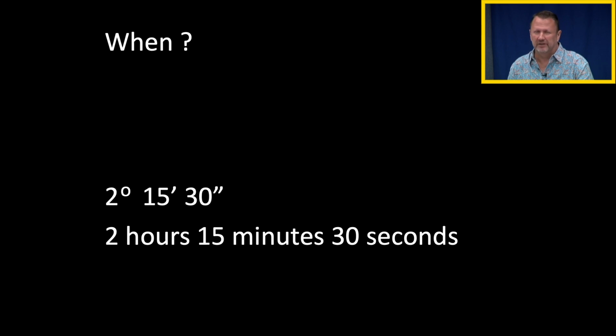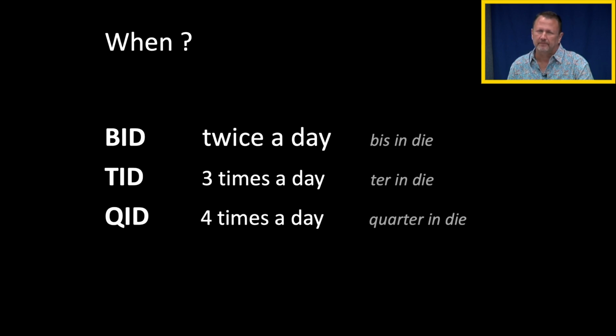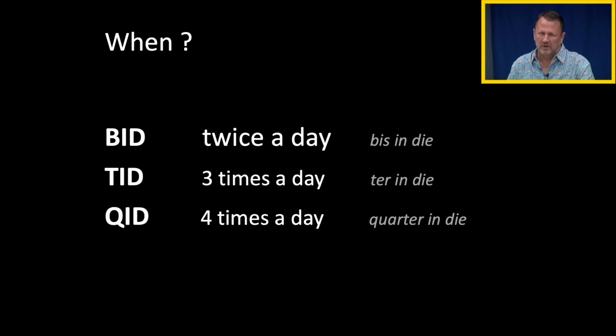There's some abbreviations that we'll see. I don't want you to confuse these Q's with that Q right there. Right? This Q has to be capitalized if you're going to do it properly. I see this in lowercase. Anyway, BID is twice a day, TID is 3 times a day, QID is 4 times a day.